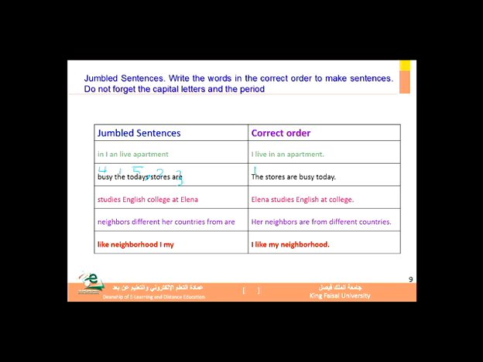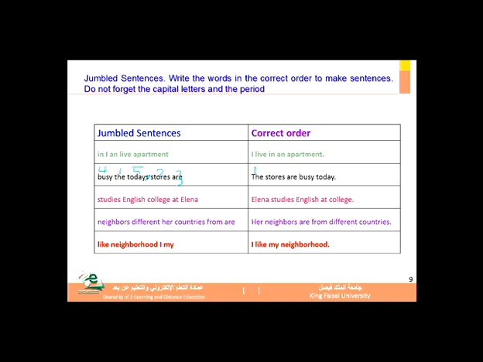We start with the neighbor, the doer of the action. Her neighbors are from different countries. Her neighbors, then the verb are from different countries. Her neighbors are from different countries. Like, neighborhood, my. I like my neighborhood. So always start with the subject.